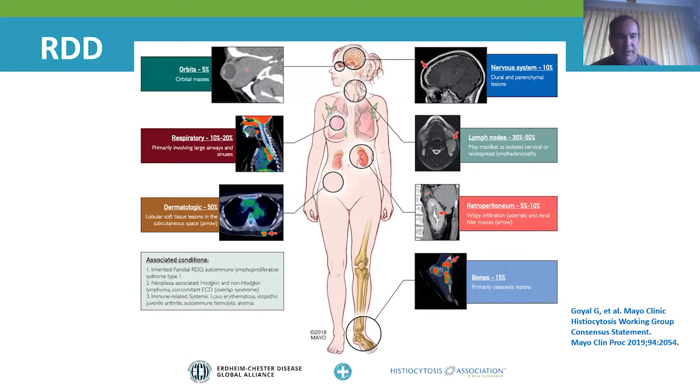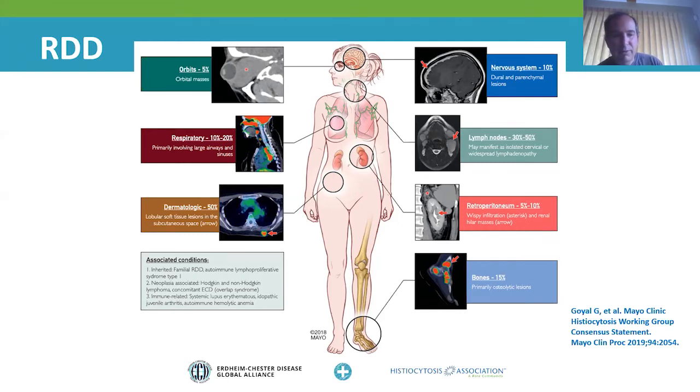The other very important thing to know about RDD in adults is that not infrequently it's associated with lymphomas, classically Hodgkin lymphoma, but also non-Hodgkin lymphoma. And it can sometimes be a challenge to rule out concomitant involvement with lymphoma and RDD. I always say it's easier sometimes to prove somebody has something than to prove that they don't.